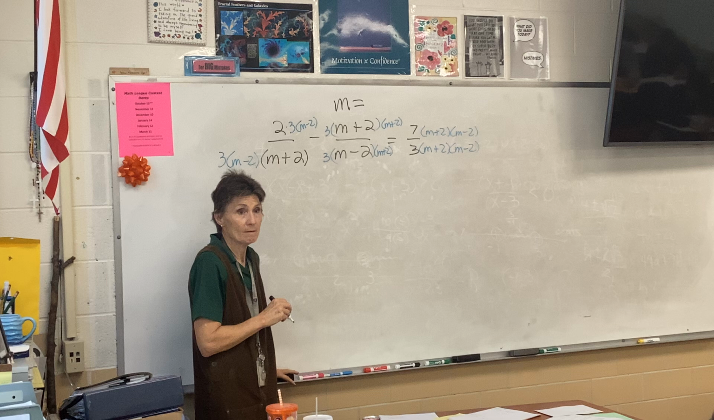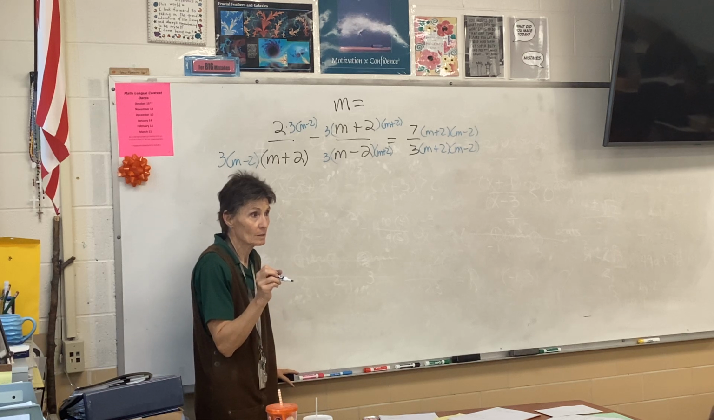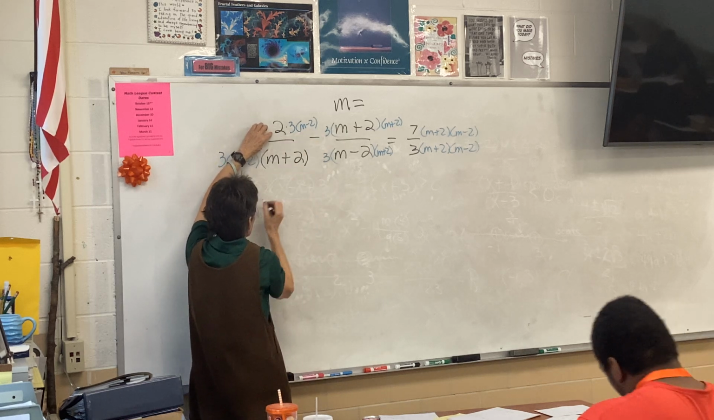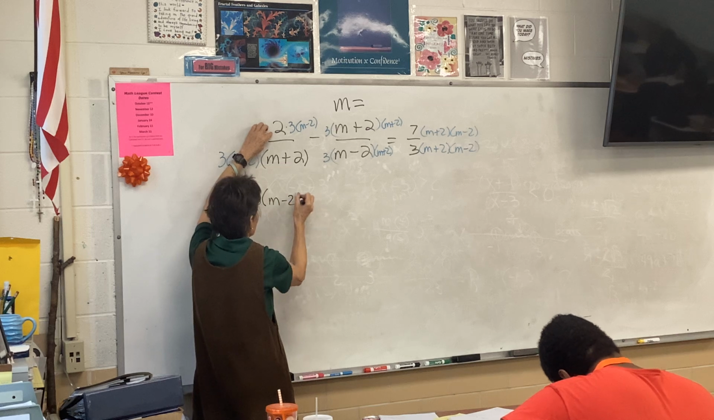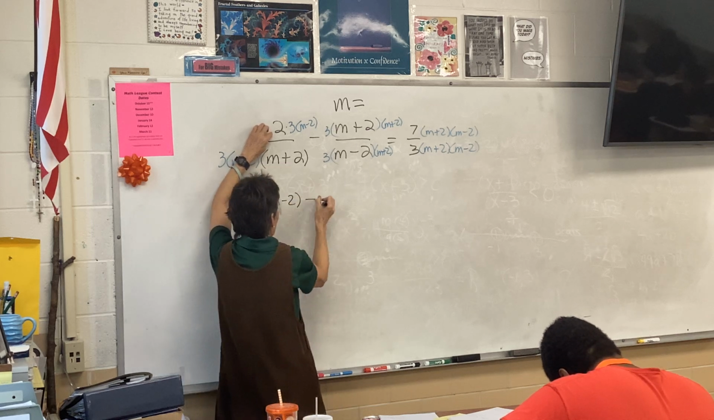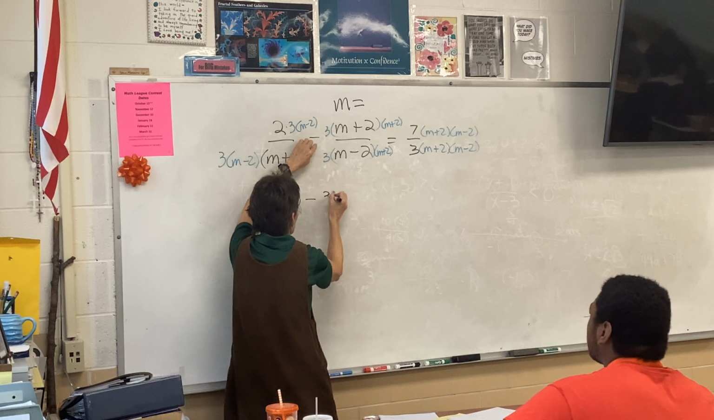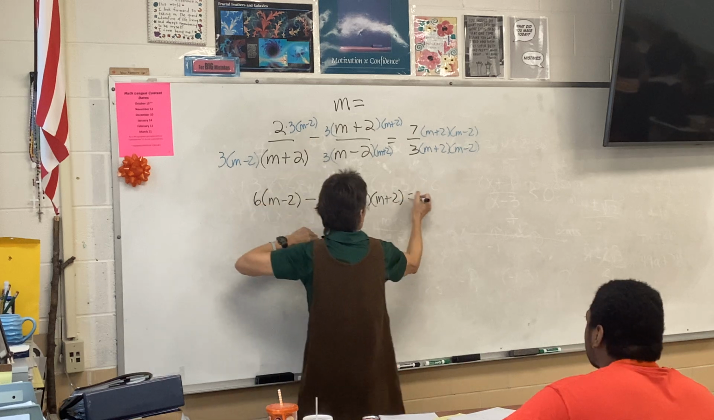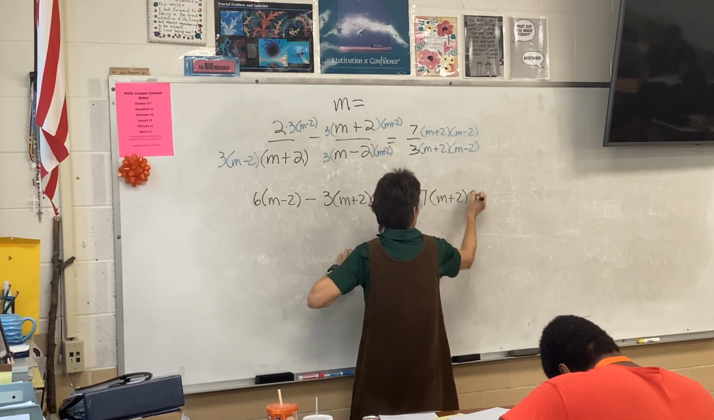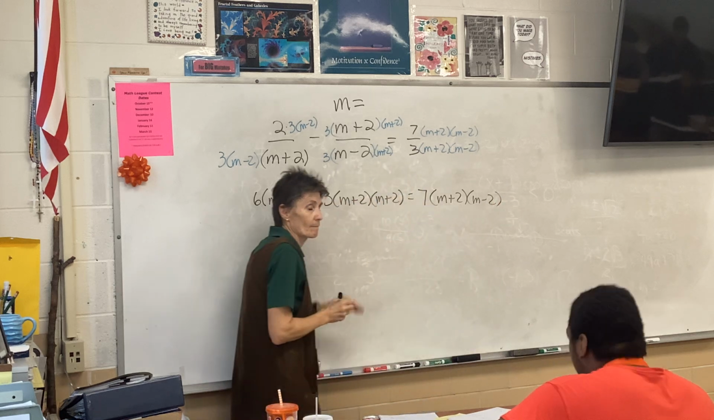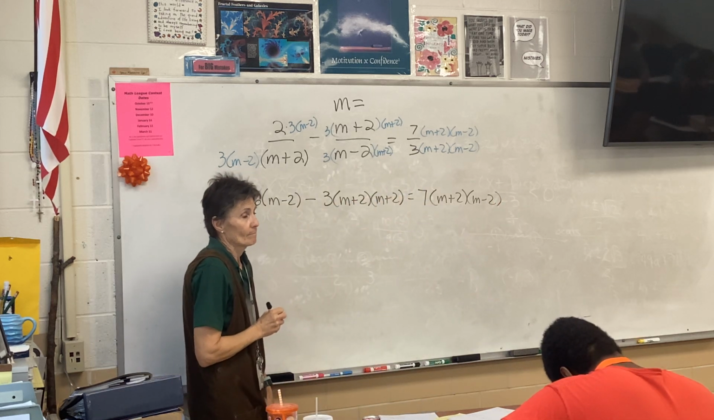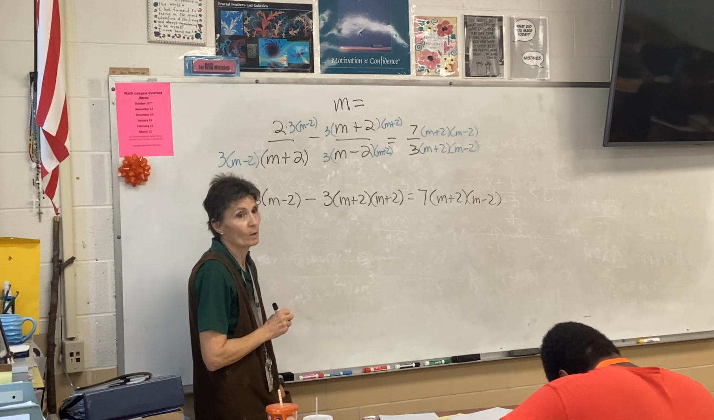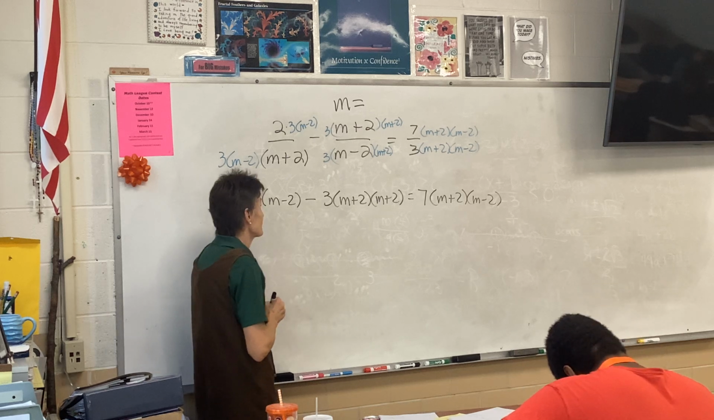Did everybody see? The denominators now match. So what do I have on the top now? 2 times 3, that's 6, times m minus 2, minus 3 times m plus 2, equals 7 times m plus 2 times m minus 2. So would you agree there's going to be a bunch of foiling now? We're going to have to do a lot of foiling and distributing. So here we go.